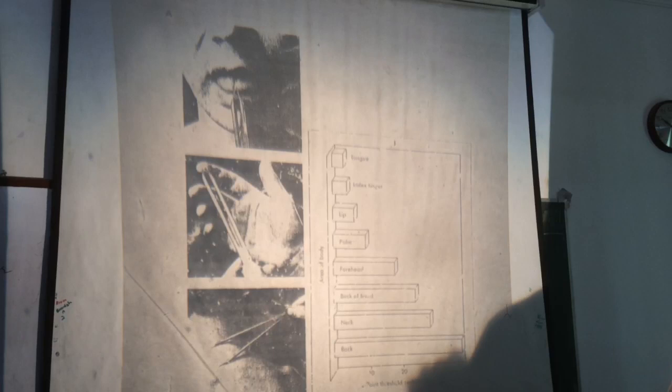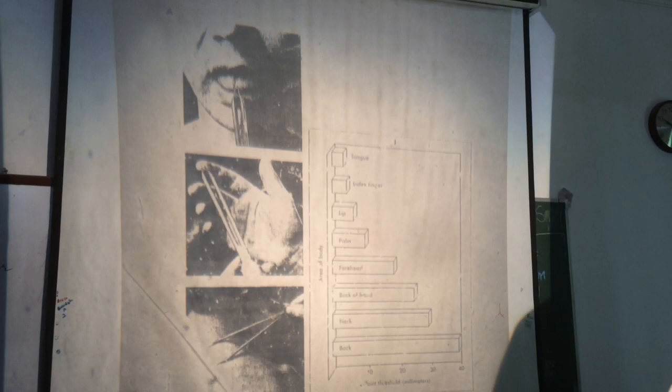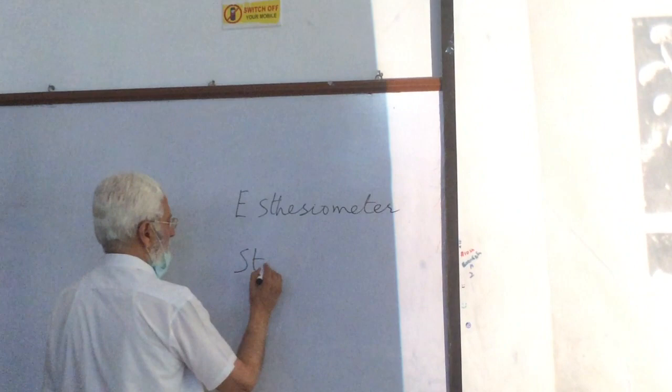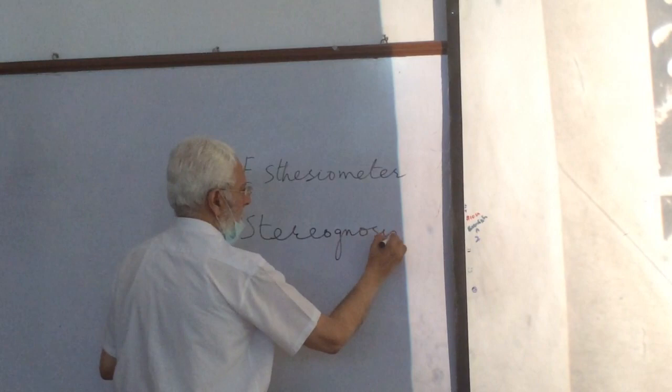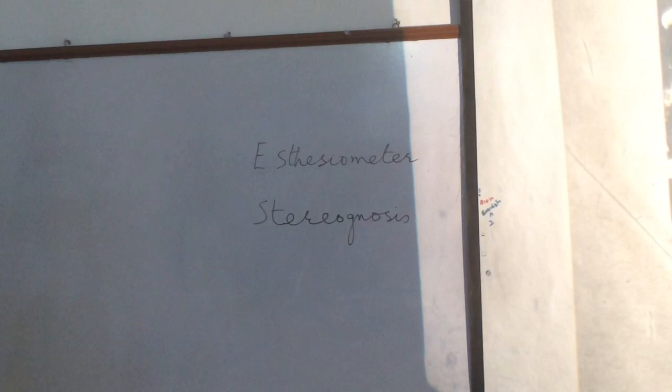Keep in mind that in touch sensation, localization is highly developed. One aspect of touch is stereognosis. Stereognosis is the ability to identify an object by touching with hands, with closed eyes.